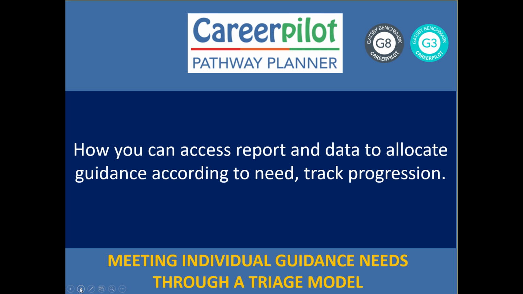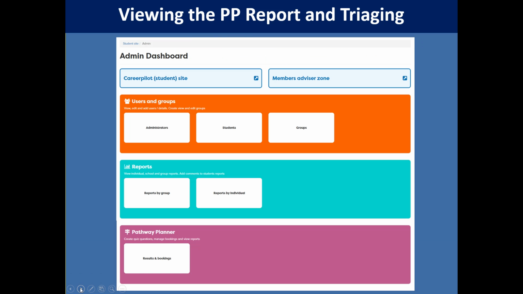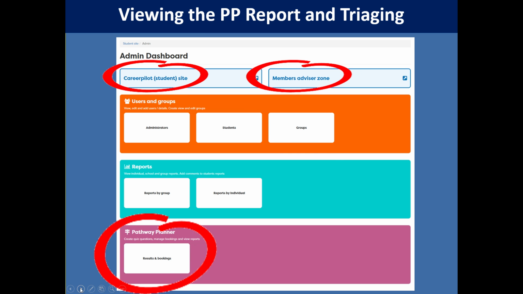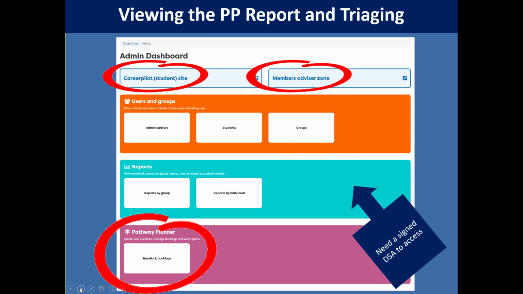So let me show you how you can access all the reports and data, and then you can start to allocate guidance according to need and track progression. It's all going to happen through the other side of the system, the reporting zone. As we showed you before, you can get to the student side and the member zone, but the particular bit we're interested in today is the pathway planner results and bookings.